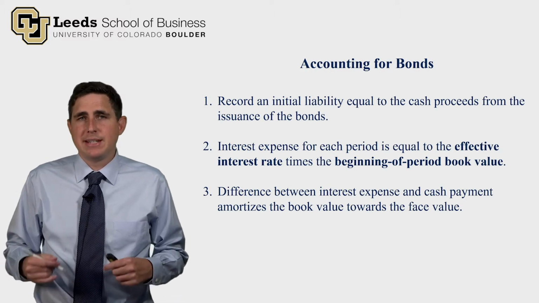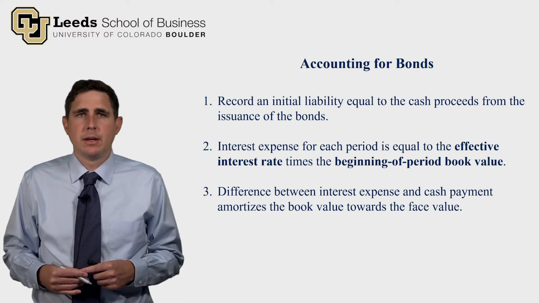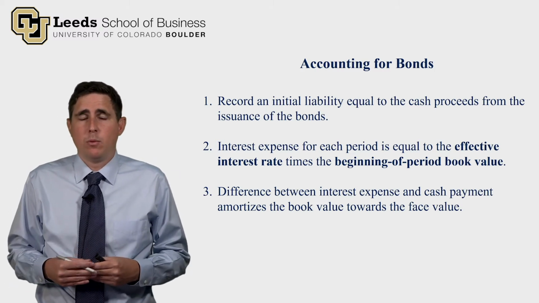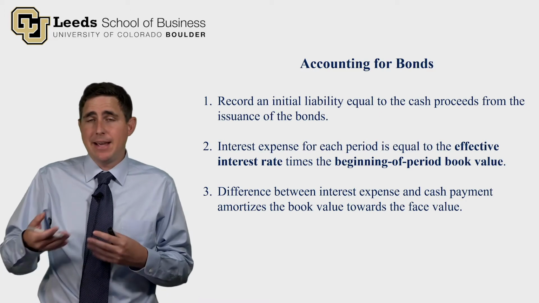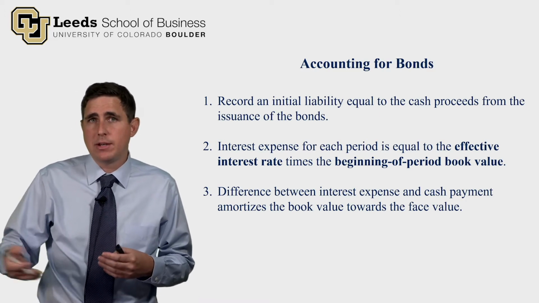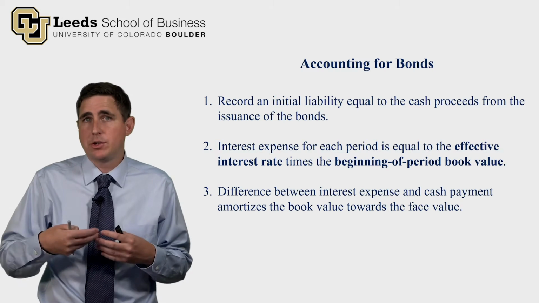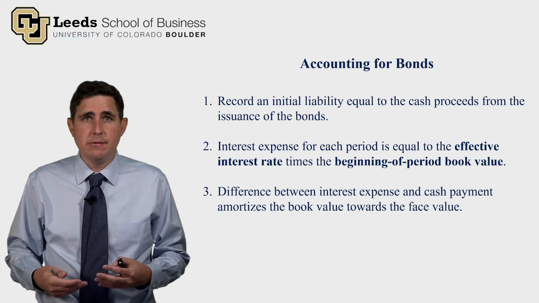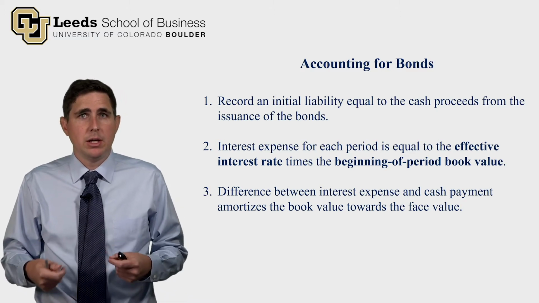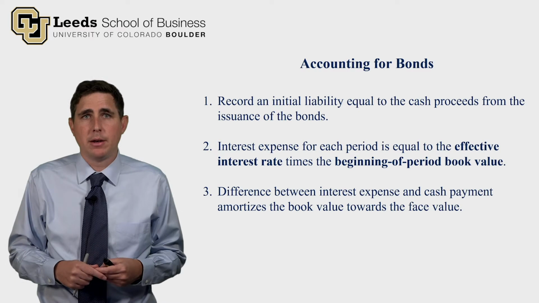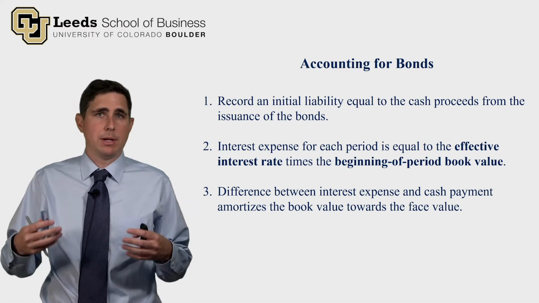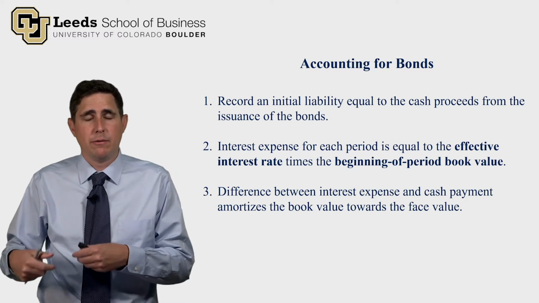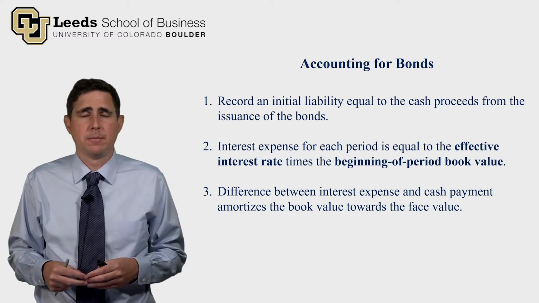Now let's go through the steps of accounting for a bond. Step one relates to the initial issuance of the bond. When a company issues a bond, they sell this piece of paper, this agreement, to an investor, and the investor gives cash to the company to borrow. The company will observe how much cash they receive and record an initial liability equal to the cash proceeds from issuance of the bond. So the company receives cash, debit cash, and credit a liability account called debt for that same amount. That's step one.